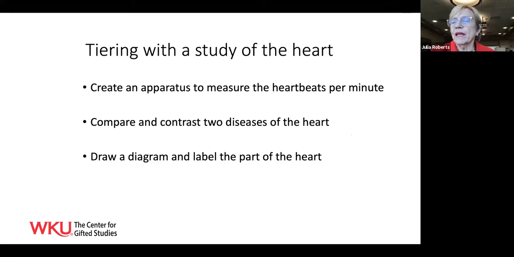But if you already know how to do that and you know the parts, those students could compare and contrast two diseases of the heart.